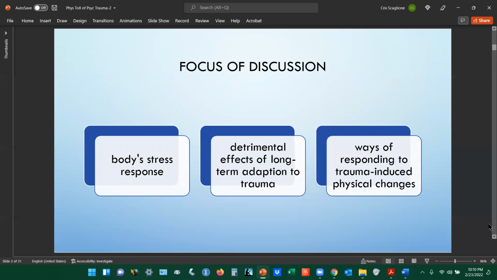The focus of the discussion and the PowerPoints is going to start with our body's stress response. It's a pretty remarkable system, except that it's not designed for long-term or overwhelming stresses or trauma. And so the effects of that necessary adaptation are quite detrimental to our physiology and our psychology. And also, we'll talk a little bit about the ways that our body responds to some of the physical changes that are trauma induced.